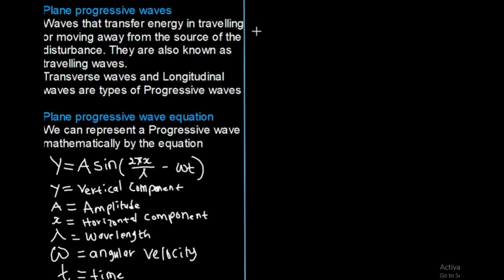Okay, typical examples of plane progressive waves, or the two major types of plane progressive waves, are the longitudinal waves and the transverse waves. Longitudinal and the transverse waves. These two guys are plane progressive waves. Waves that spread out from the point where they are produced. Now, the plane progressive waves are also known as traveling waves. So already stated there, transverse waves and longitudinal waves are types of progressive waves.